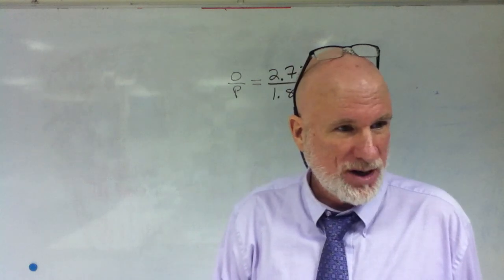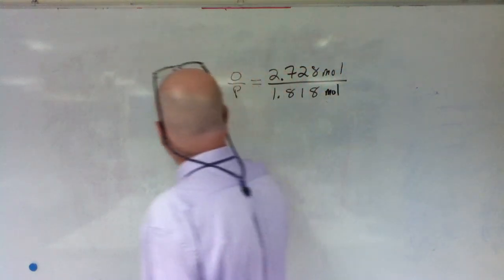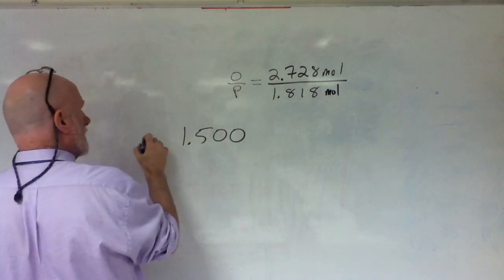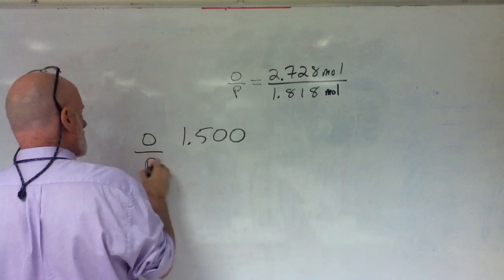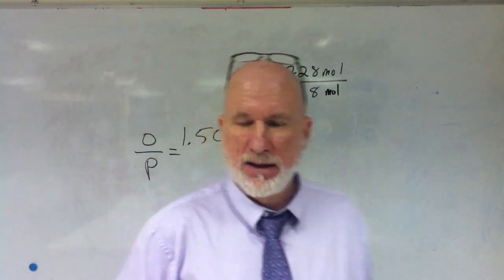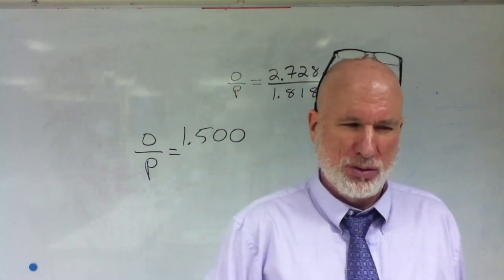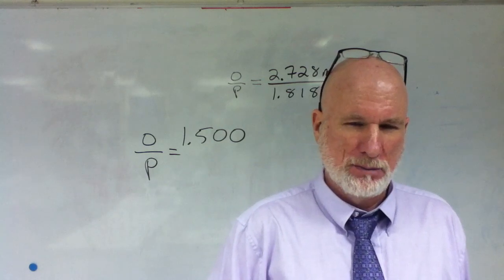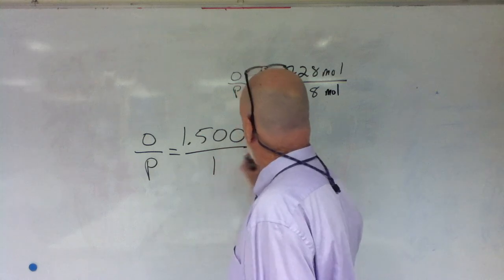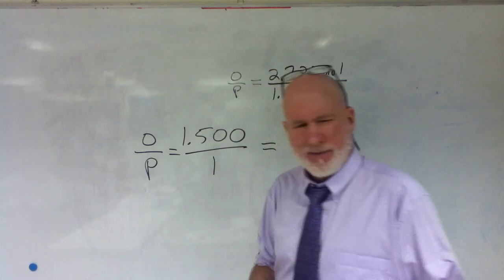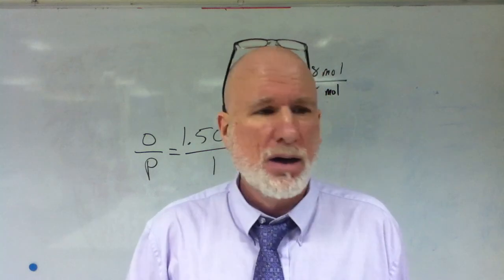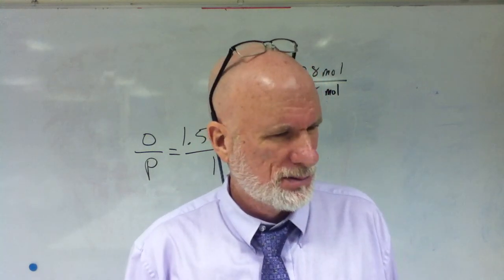Now, 1.500, and that's going to be oxygen over phosphorus. 3 over 2 over 1. So I'm going to round that to 2 over 1? I have 1.5 over 1. Do I round that to 2 over 1, or 3 over 2? What is it? 3 over 2.